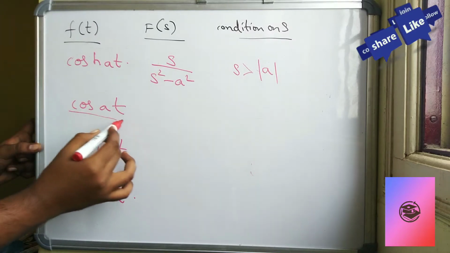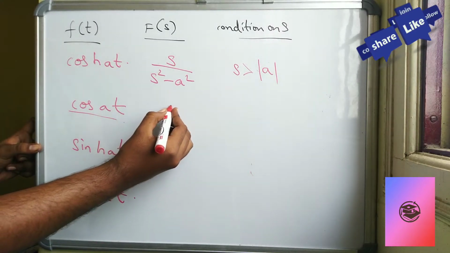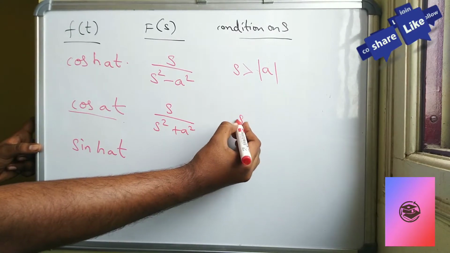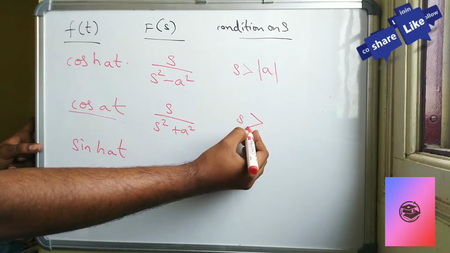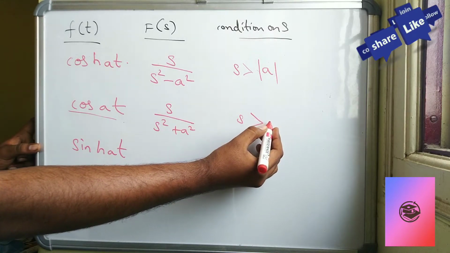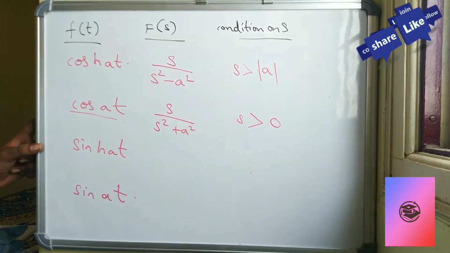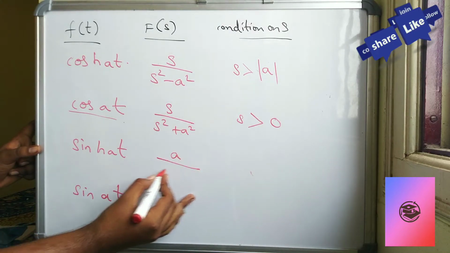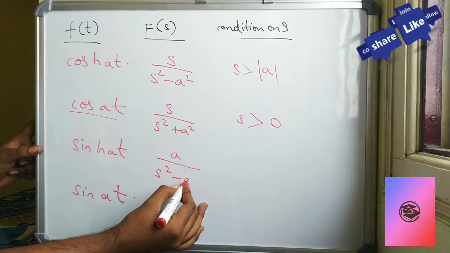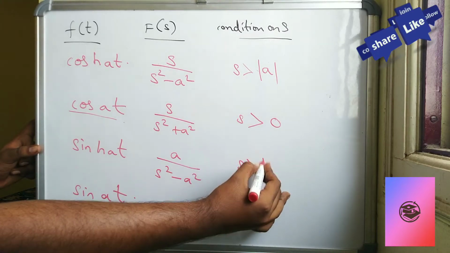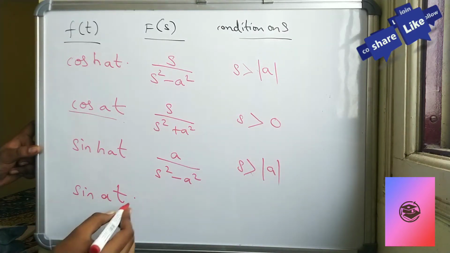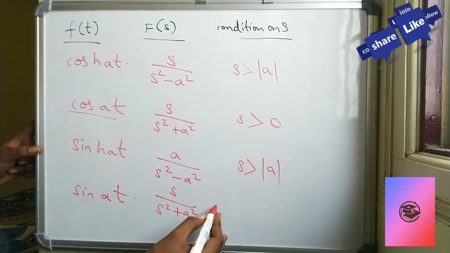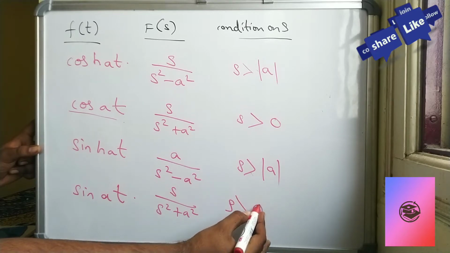Now cos at: s by s square plus a square. The condition on s is that s is greater than 0. Sine hyperbolic at: a by s square minus a square, and s should be greater than modulus of a. Sine at: a by s square plus a square, and s should be greater than 0.